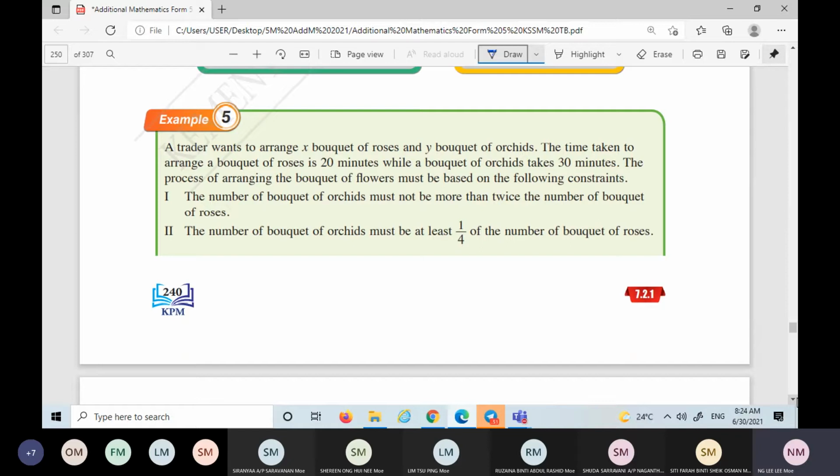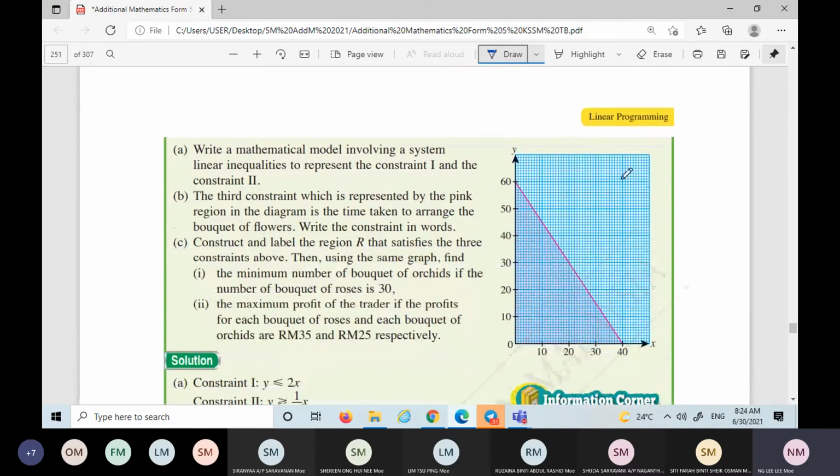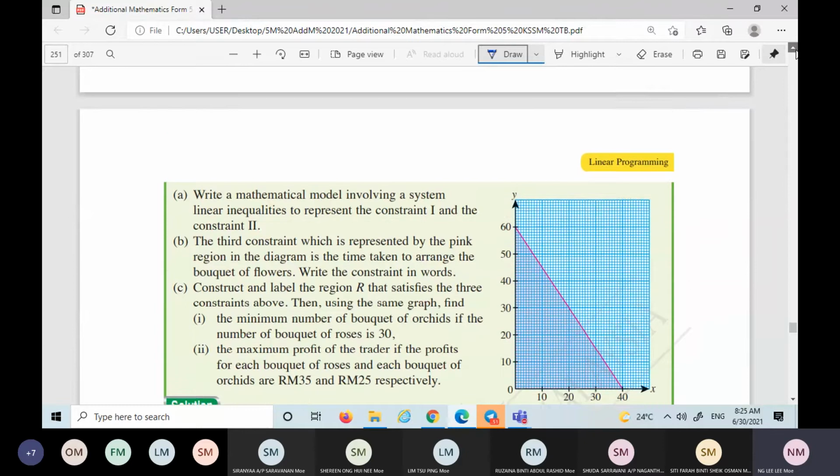This question is very good in the way they give you this. They ask in reverse, what is this constraint? I think this is the third constraint, that you need to write out in words. Here is part B. So we go through the questions.